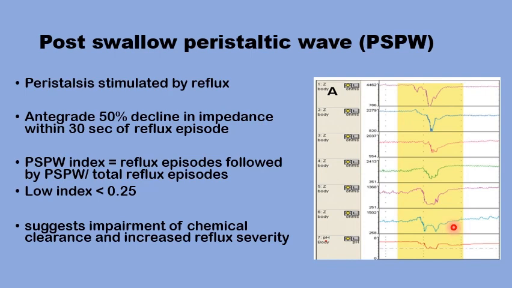Now, if the number of reflux episodes with the primary peristaltic wave is less than 1/4 of the total number of reflux episodes, then this is a low index, and it suggests that there is impairment of the chemical clearance of the lumen from the refluxate and increased reflux severity.